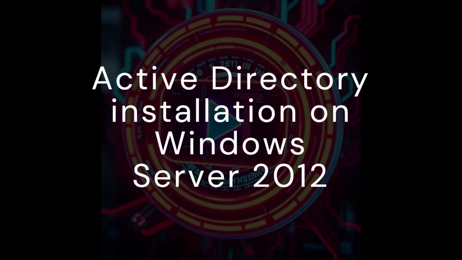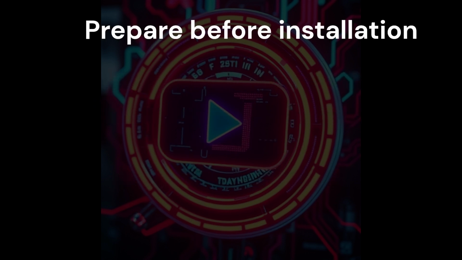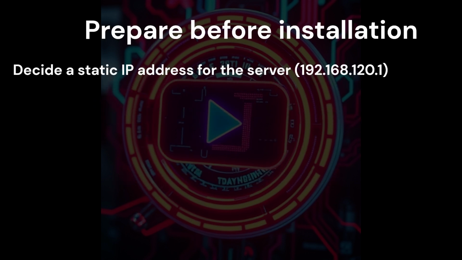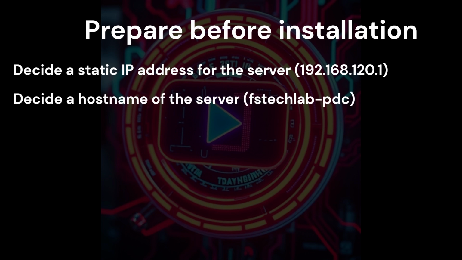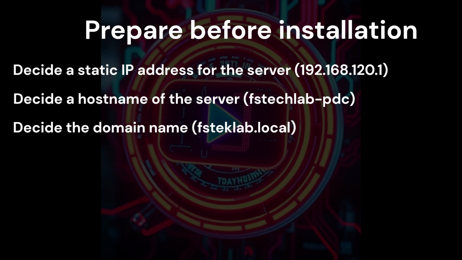Today we will learn how to set up Active Directory, that is the first domain controller, on Windows Server 2012. Before we begin the setup, decide the static IP address to be assigned to the server. Decide the host name of the server. Decide the domain name for your Active Directory.